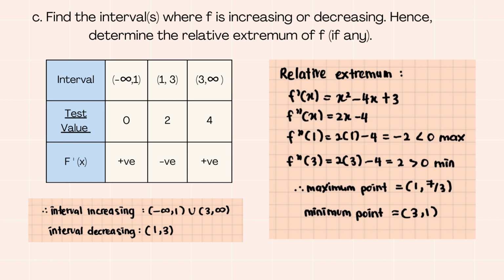So after we find the intervals of increasing and decreasing, we have to determine the relative extremum. In order to find the relative extremum, which are the maximum point and minimum point, we have to find the second derivative, which is in here. We got 2x minus 4. After that we substitute the critical values, which are x equals 1 and x equals 3. So after we got the answer, the maximum point is (1, 7/3) and the minimum point is (3, 1).